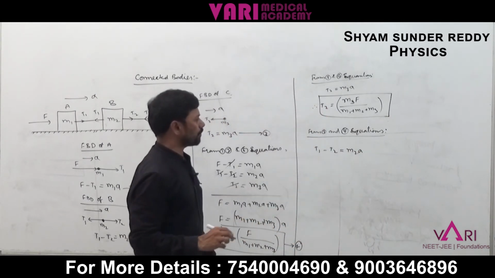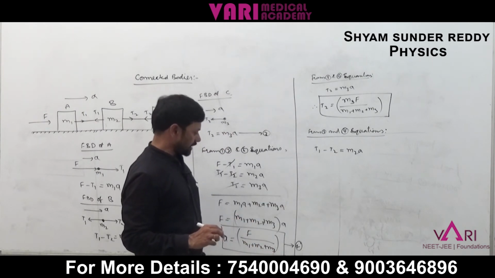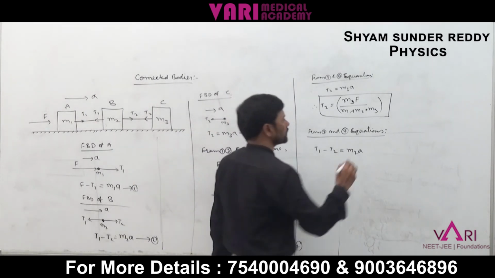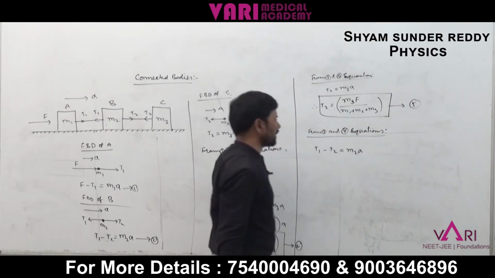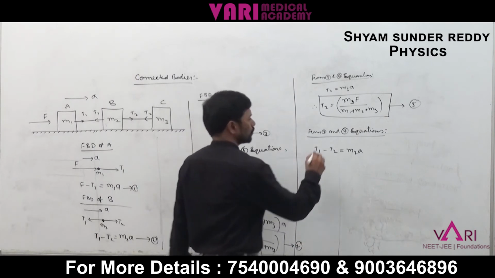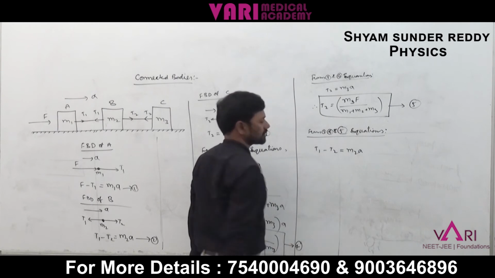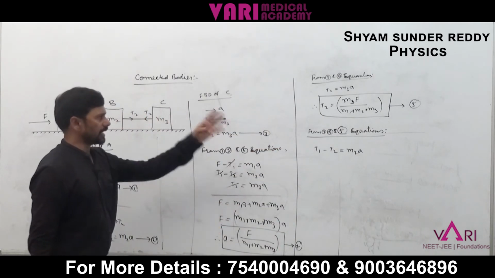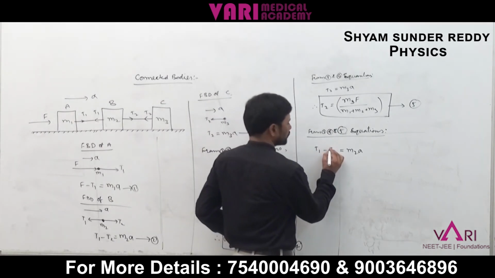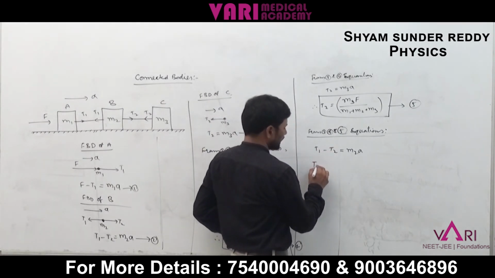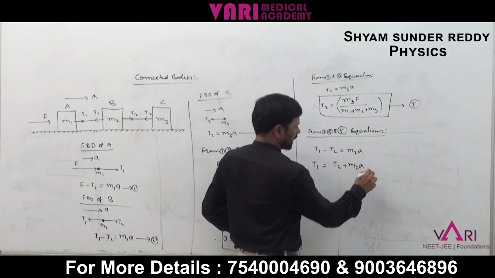Here we know what T2 is and also we know what the A value is. Just substitute the two values. If you want to give a number, you can use equations 2, 4 and 5. If you want you can, otherwise directly you will substitute. Okay, T1 minus T2 is equal to M2A. T1 is equal to T2 plus M2A.